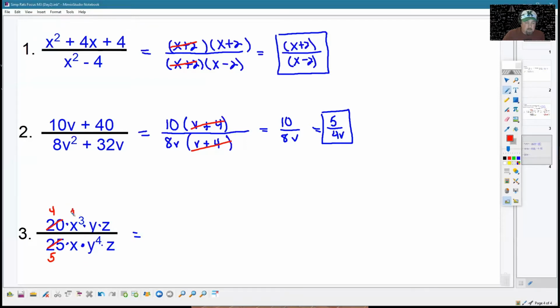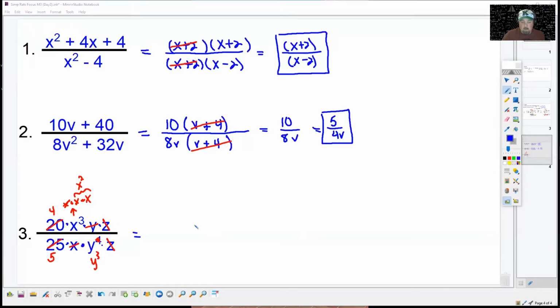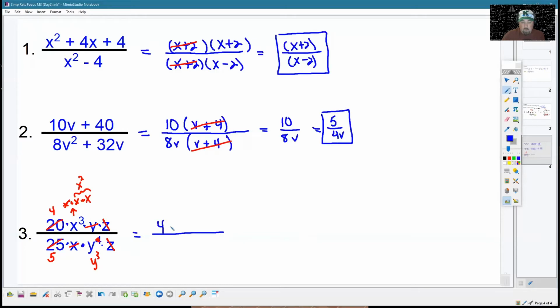Now what we need to remember about these things to the power is that x to the third is x times x times x. So what will happen here is this x will cancel one of those, meaning that in the top we're only going to have x squared left over. Same thing's going to happen here. This y will cancel one of those, and it's going to leave us y to the third. Z to the first, z to the first, those are going to completely cancel. So when we get done with this, we're going to have 4x squared over 5, the x is gone, y to the third. And that's all there is left with that one. Nothing else will cancel out of that.